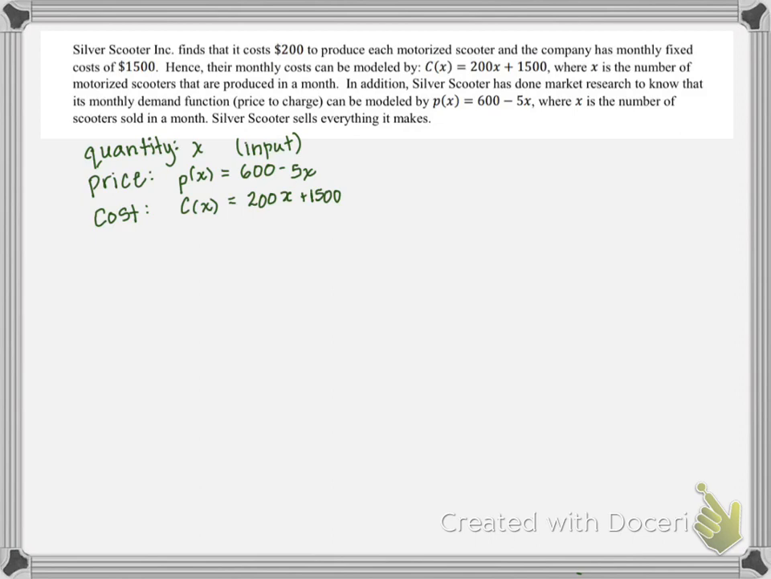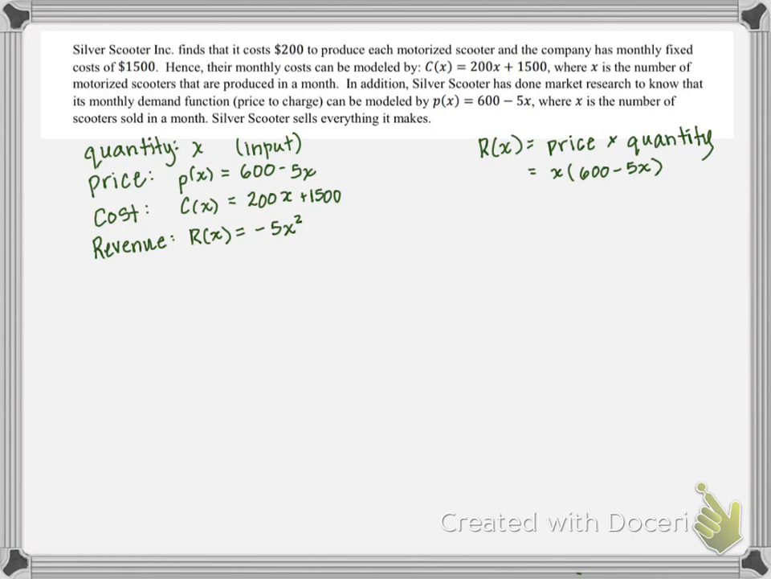So now we need to come up with a revenue function and a profit function. So we'll start with revenue. Remember, revenue is price times quantity. And that will be given to you on the test. So you'll have a little box of formulas. It'll have the price times quantity for revenue, and then the revenue minus cost for profit as well. So this is x times 600 minus 5x. So we'll just distribute, and we get r of x equals negative 5x squared plus 600x.